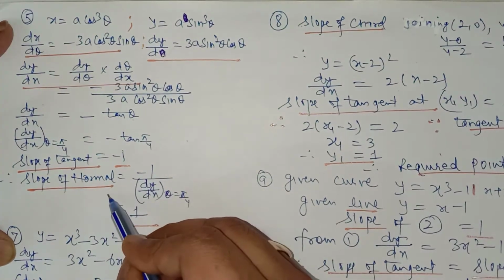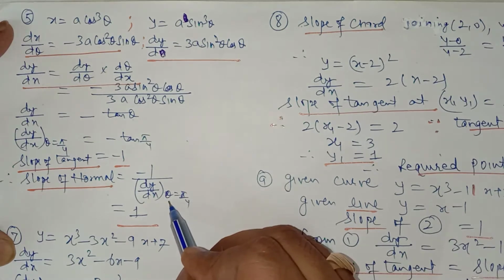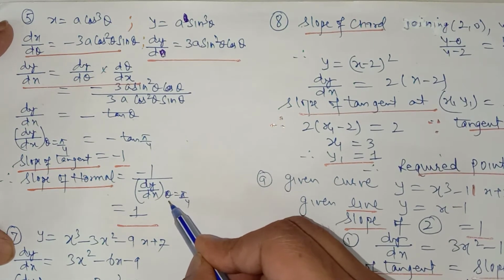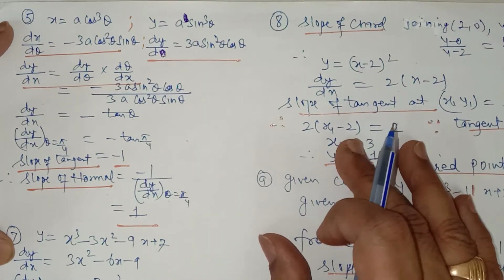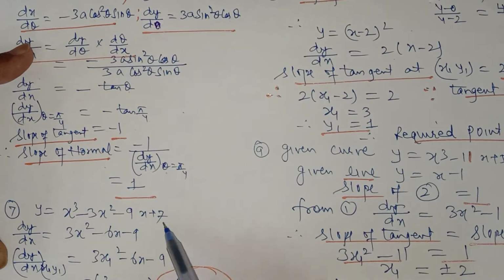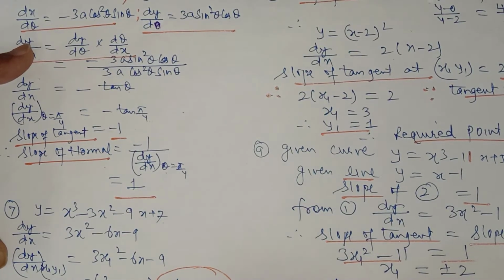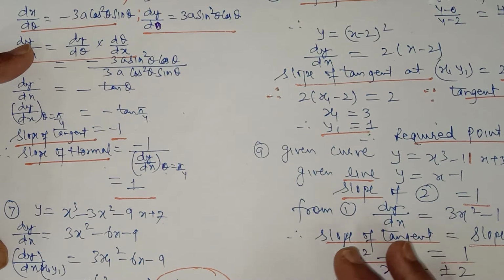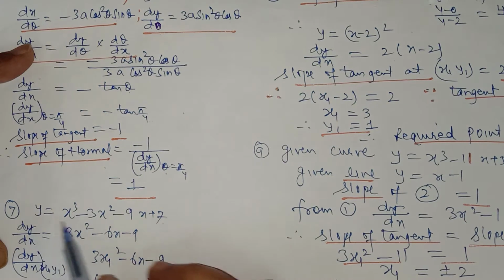And the slope of the normal is the negative reciprocal of the slope of the tangent, because the normal is perpendicular to the tangent. Now in question number 7, it is given that there is a curve and the tangent is parallel to the x-axis. You read the question before doing this. Now the curve is given.